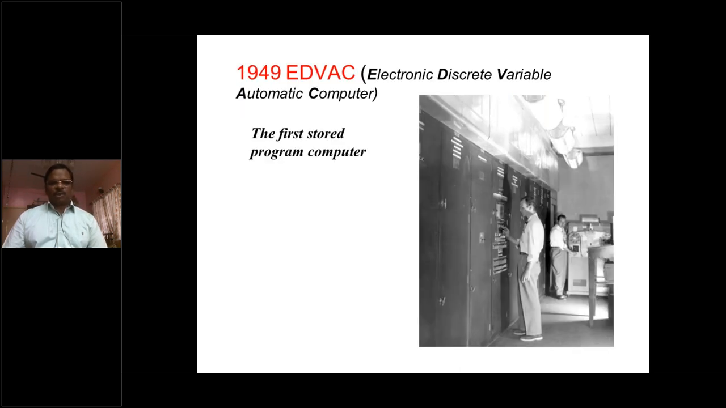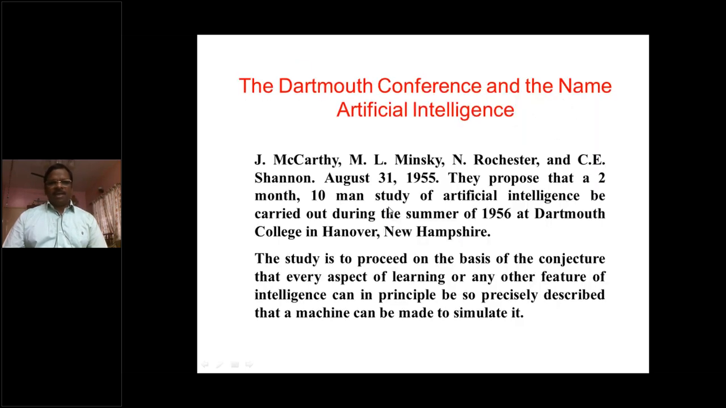And what is the first stored-program computer? The Electronic Discrete Variable Automatic Computer was invented in 1949. And when was the artificial intelligence concept produced, and by whom? John McCarthy is the father of artificial intelligence.